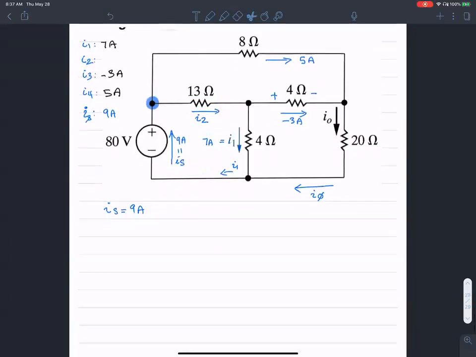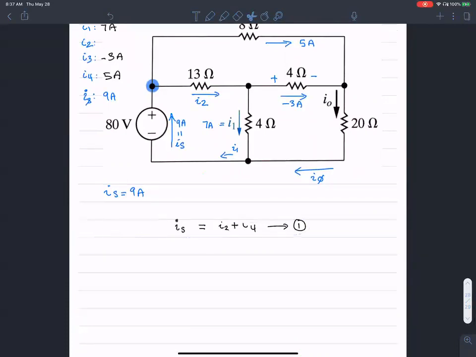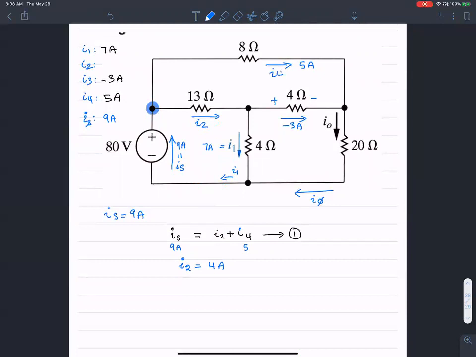So from the KVL that I already established, I know I source should add up to I2 and I4. Therefore, I should be able to calculate the value of I2 as well. That comes out to be 4 amperes because I know the value of this guy to be 9 and I know the value of I4 to be 5, which is I4 here, right? Questions so far? So this is 4 amperes.